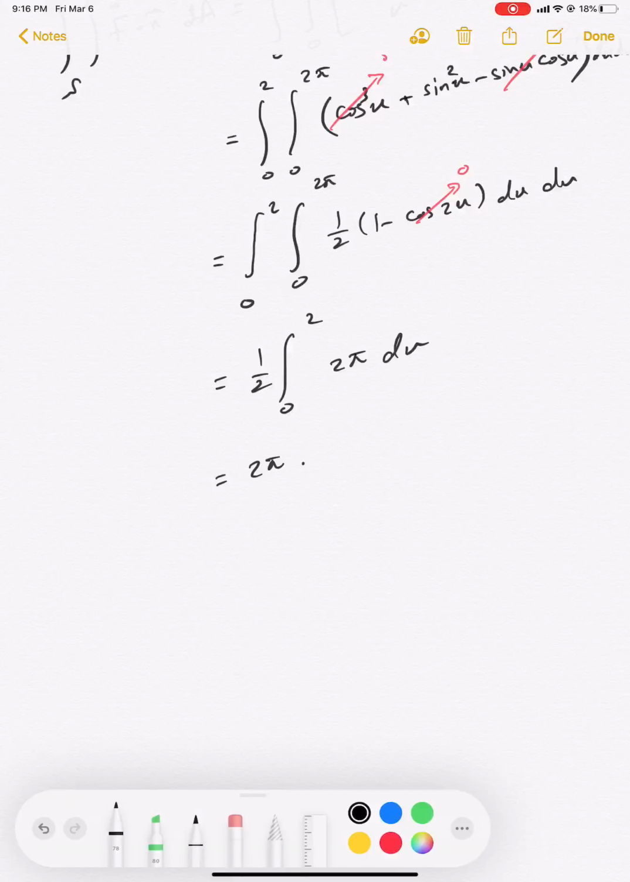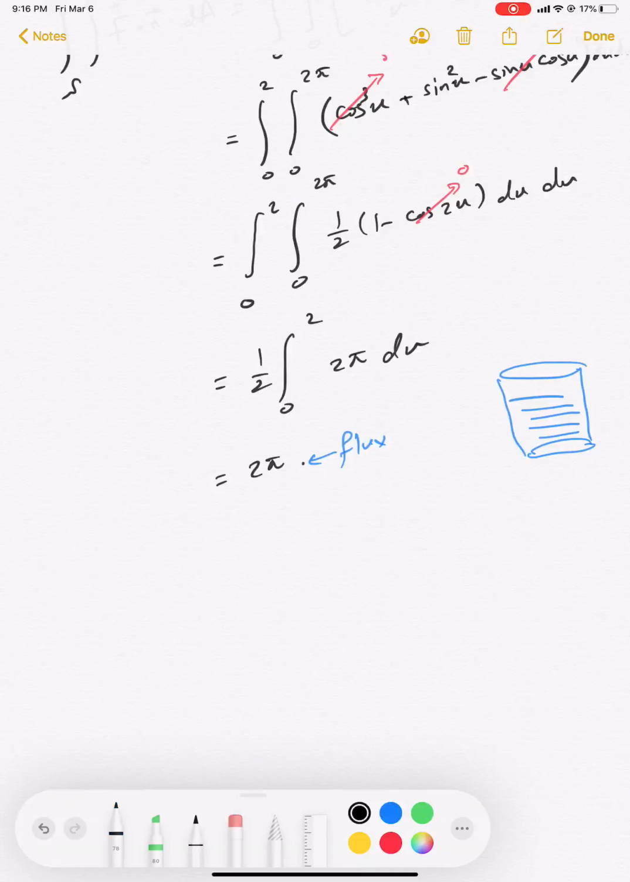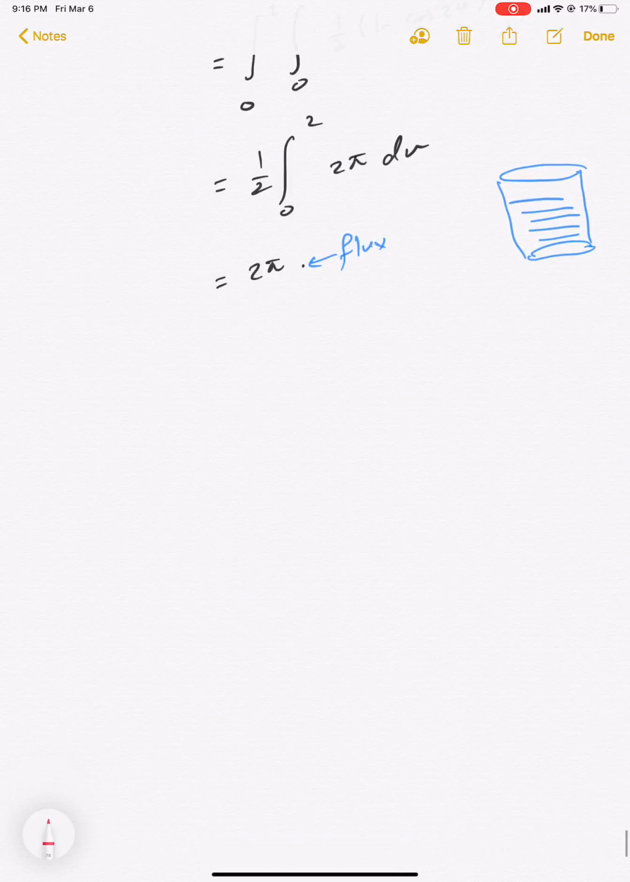Again, we look at this as the flux of our function through this surface, the cylinder. Okay, so let's, as a comment for the computations.